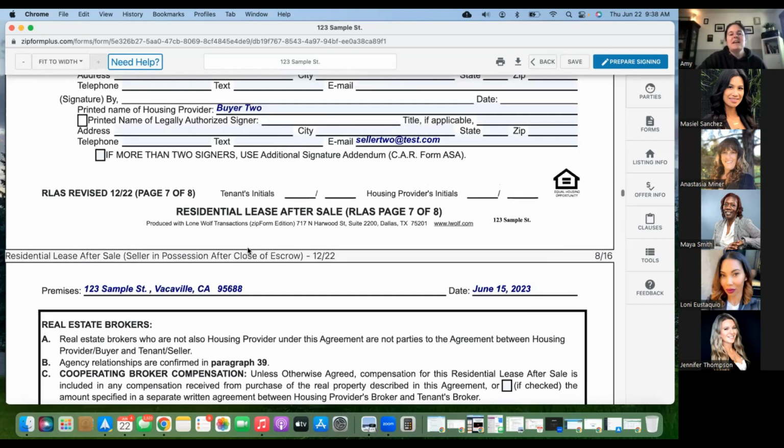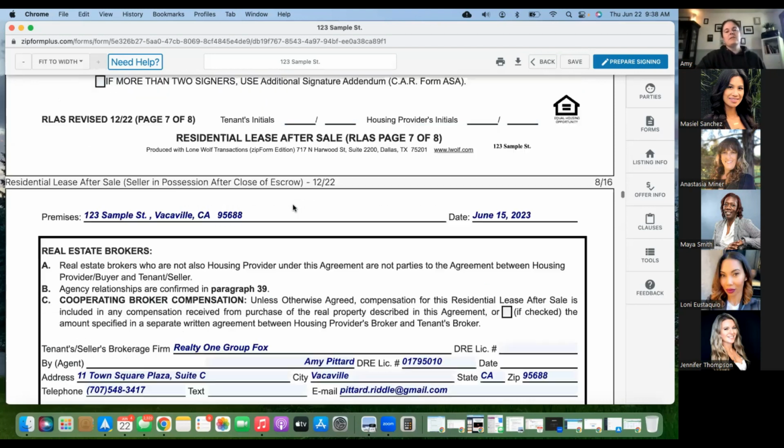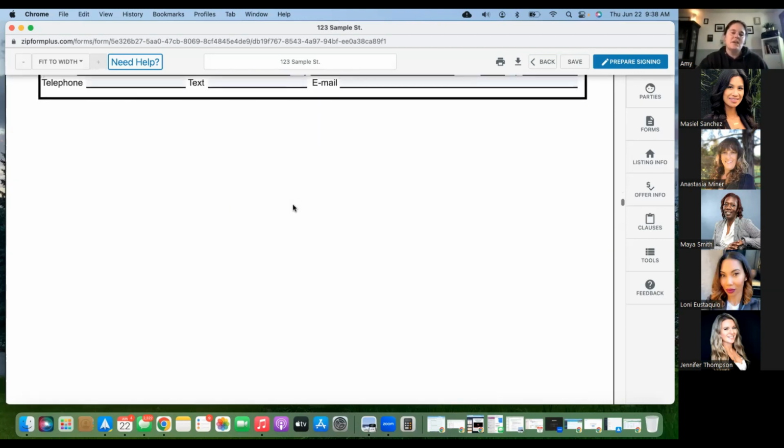Any questions about the RLAS form? All right, so that's what you use if they're going to stay in possession of the property 30 days or more. 29 days or less, you do the SIP, the seller in possession after the close, which we covered last week. You can watch that recording.